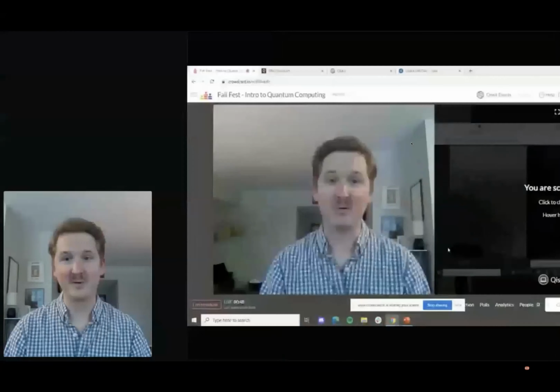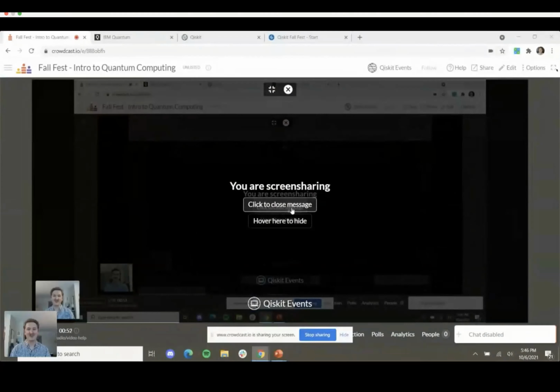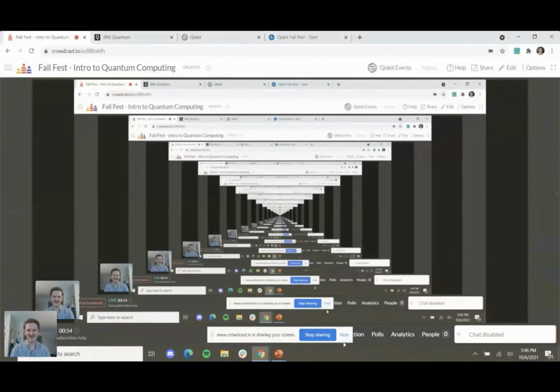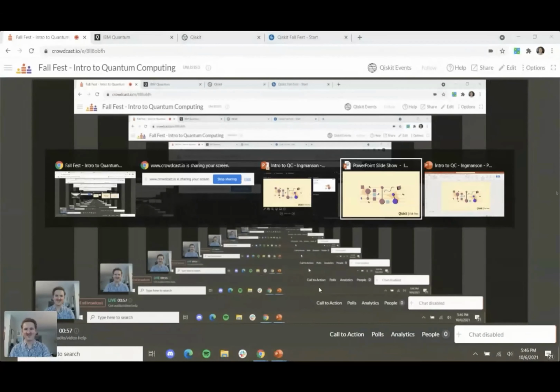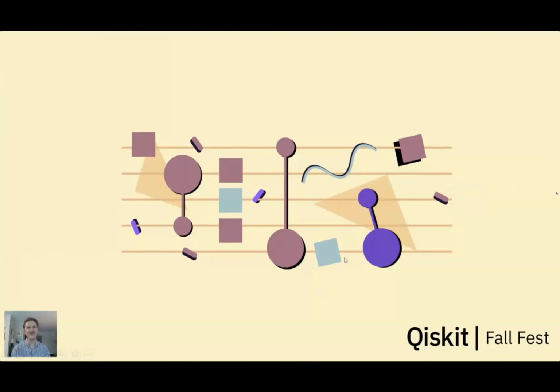All right. So the first thing to know about quantum computing is that sometimes when you screen share, things look weird. Let's do this really quick. And let's just go boom, like that. Now you should be able to see our nice slideshow here.